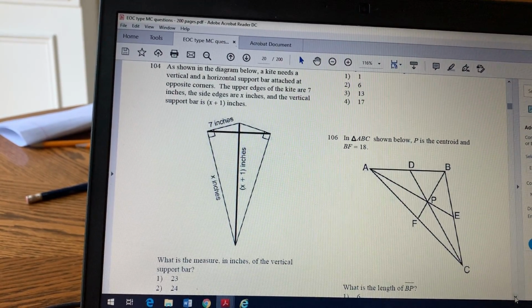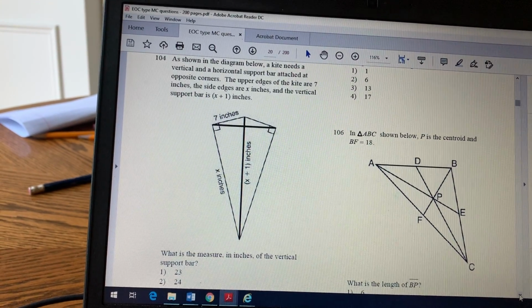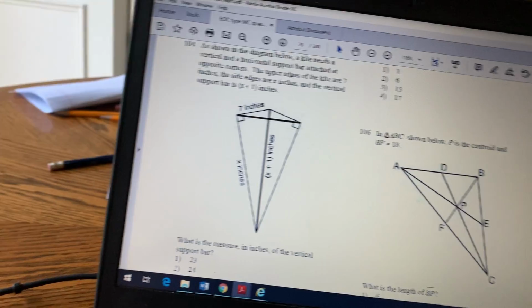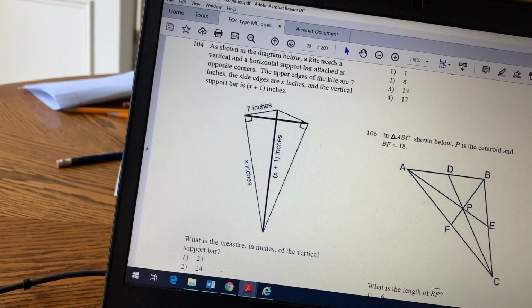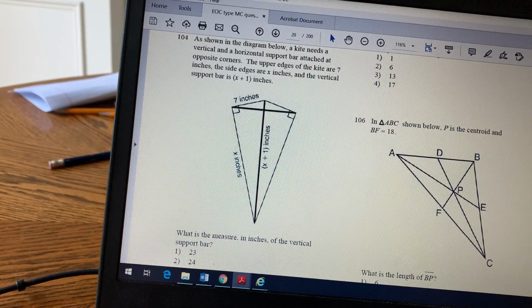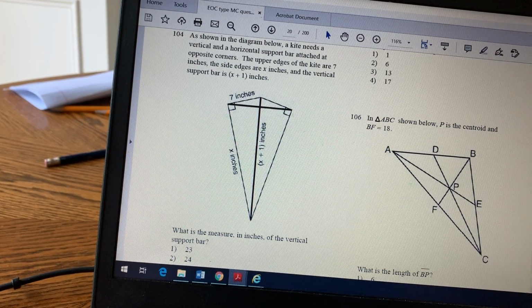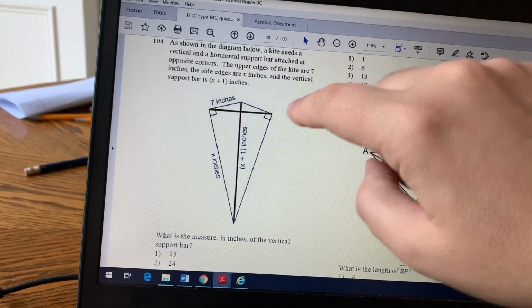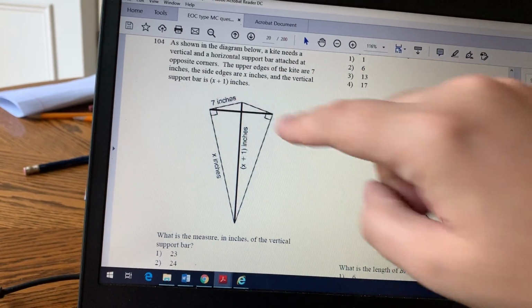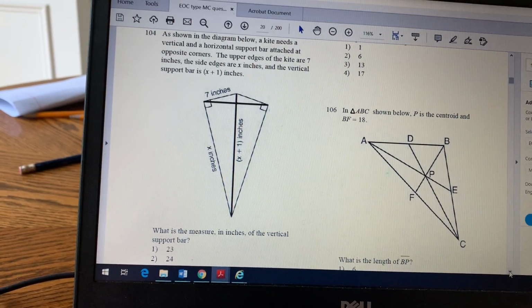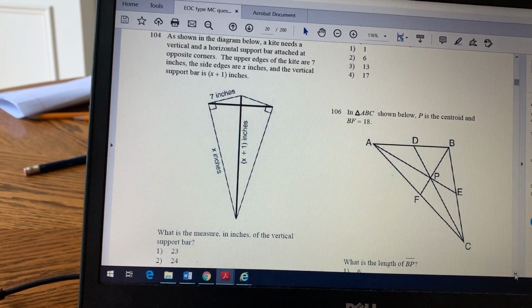All right, so we're looking for the vertical support bar, x plus 1. I'm trying to think this through. Okay, I got it now. All right, so here's what you're saying. You're saying, all right, well, I've got the vertical support, so I might have some triangles there. So you might try to start figuring out something to do with those triangles.